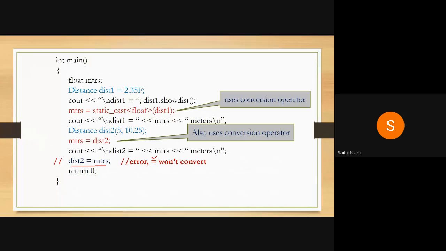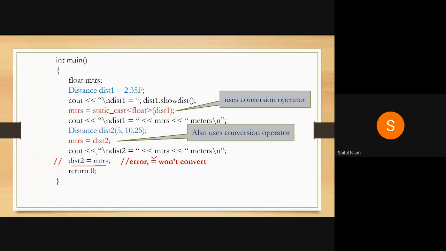The problem is that because of the constant in my class object, and a constant can be initialized only once, assignment of one object to another is not possible. Fine, and it's true for all objects. So if I say I want to initialize distance 2 with distance 1, it is still the same error, but meters is going to be converted into distance by a one argument constructor.